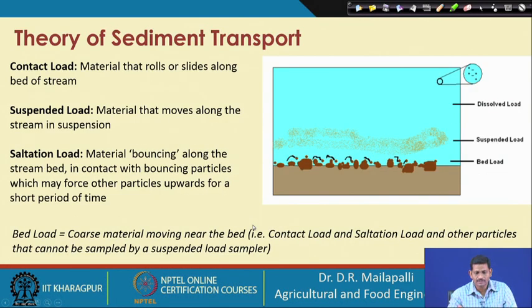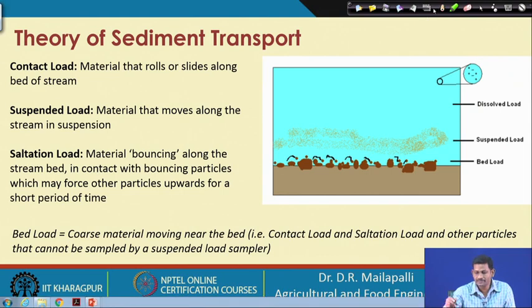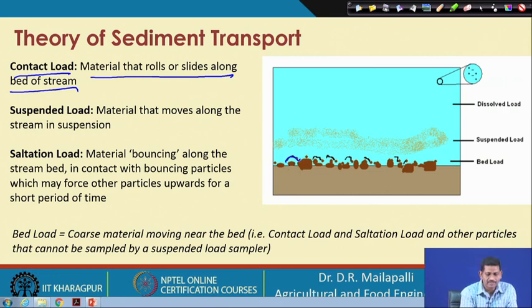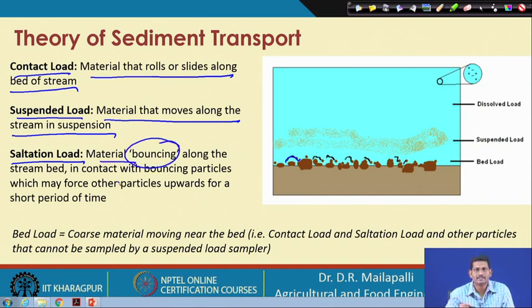If you see the types of sediment transportation, basically there is contact load, that is mineral that rolls or slides along the stream bed. This is called contact load, contact to the surface. And suspended load, the material that moves along the stream in suspension, as I just mentioned. And saltation load. Saltation load is where some eroded particles bounce simply from one place to another.